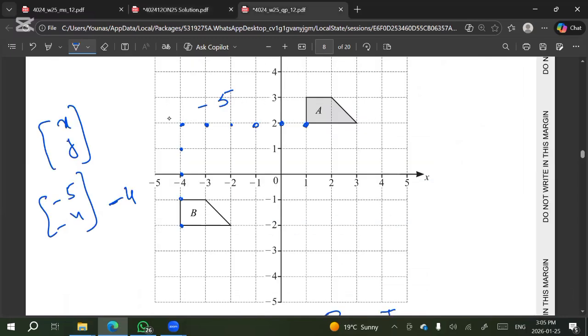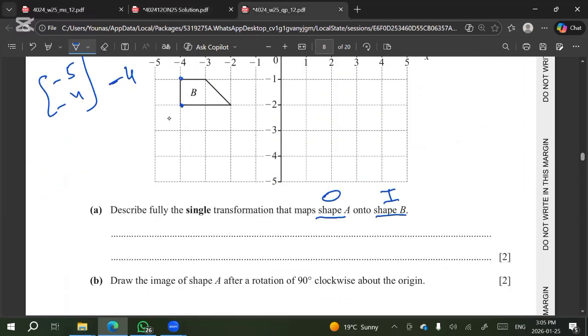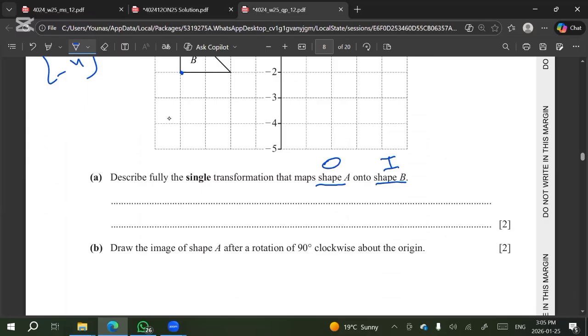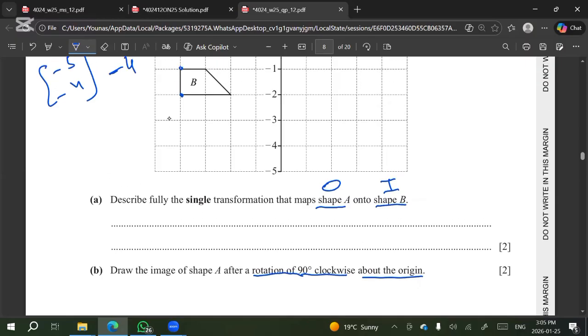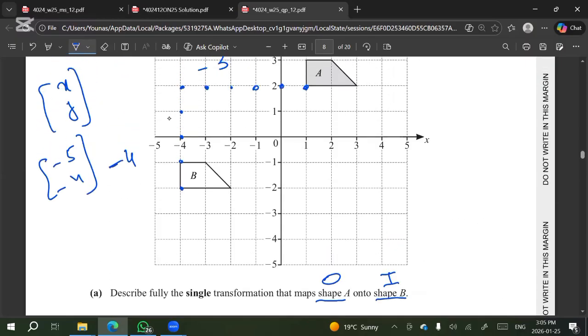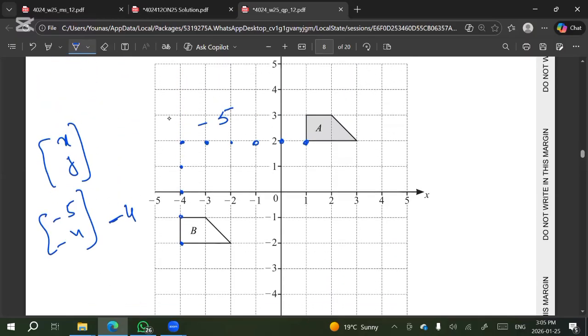Okay, then in the B part, it says, draw the image of the shape A after a rotation of 90 degrees clockwise about the origin. It's a 2 mark question. We have to rotate the shape A. And how much do we have to rotate? We have to rotate it 90 degrees about the origin. So, 90 degrees about the origin. So very simple. Try to understand this method.